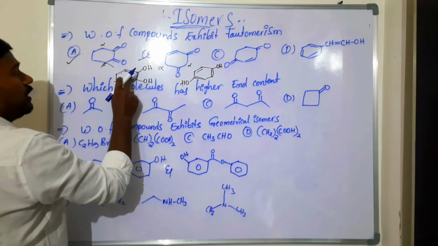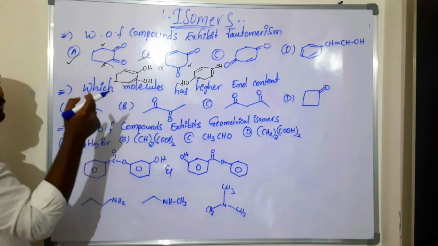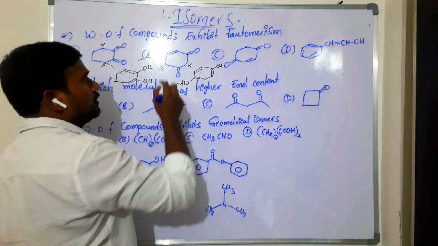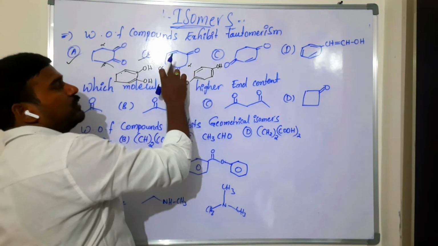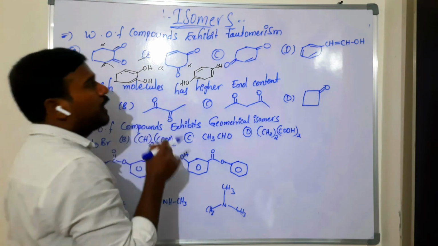Why is it the alternative position? It gets the resonance, due to that it should be the alternative position. It is more stable when compared to this one. Enol content is more here, due to this the cyclic ring is getting aromaticity.